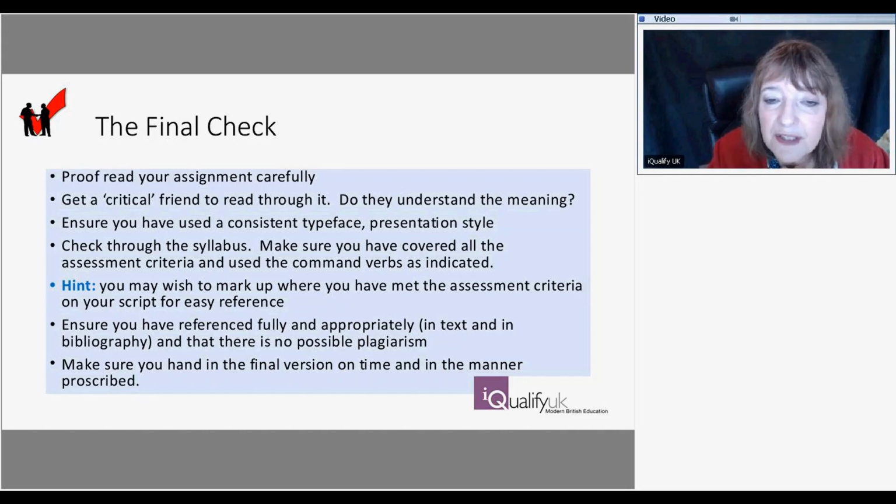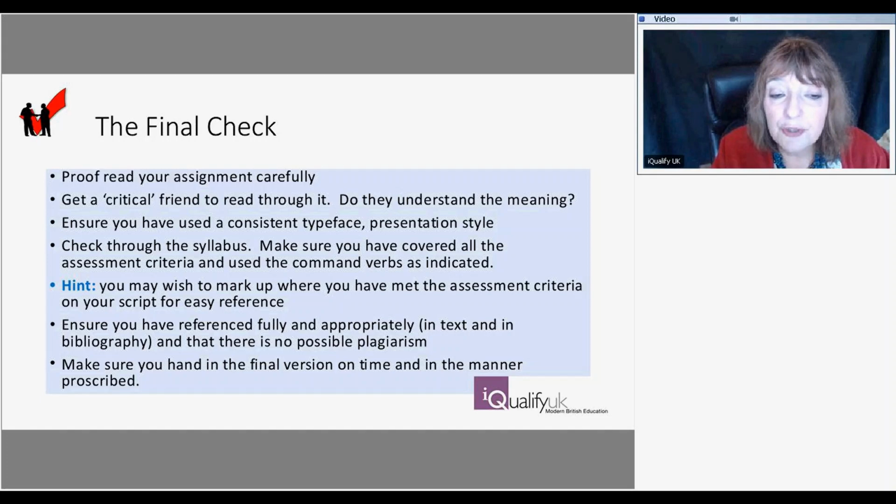Ensure you have used a consistent typeface or presentation style. I don't want any cut and paste in a different font style. Check through the syllabus. This is important. Make sure you have covered all the assessment criteria and use the command verbs as indicated. And as a hint, you may wish to mark up where you've met the assignment criteria in your script for easy reference. It's actually really good for us because it saves us having to hunt up textbooks, etc.